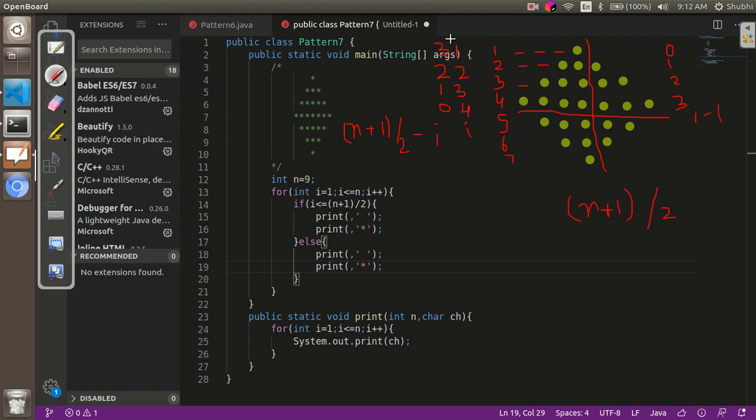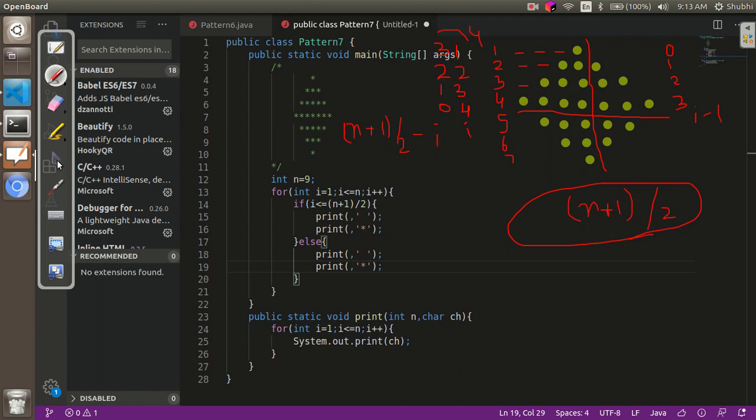Now let's see how we got it. Over here we can see that the sum of the number of spaces and characters is equivalent to 4, which is equivalent to our (n+1)/2. Now, since the total number being printed is equivalent to (n+1)/2 and the number of required characters is equivalent to i, hence the number of spaces will be equivalent to (n+1)/2 minus i.